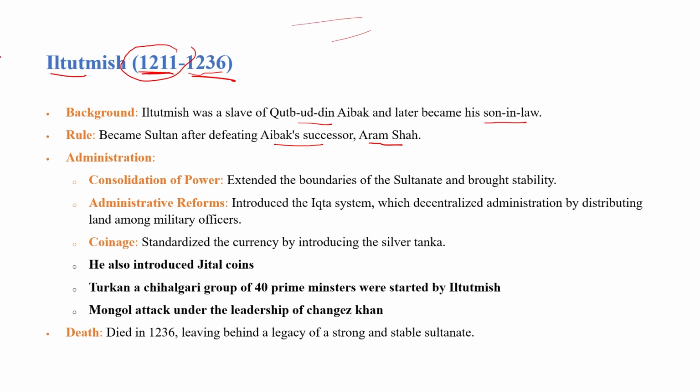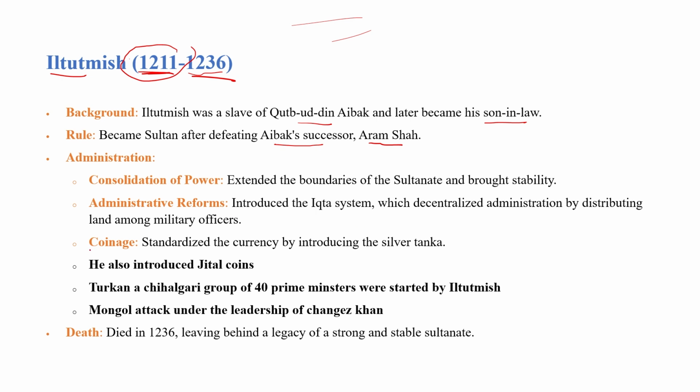Here we have to understand major points related to Iltutmish. Iltutmish was the ruler who started the Taka and Jital currency in India. There were two currencies established by Iltutmish. The first was Taka and the second was Jital.